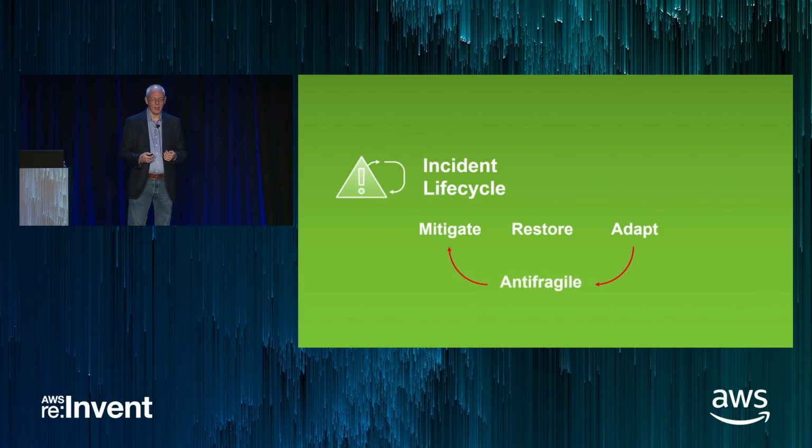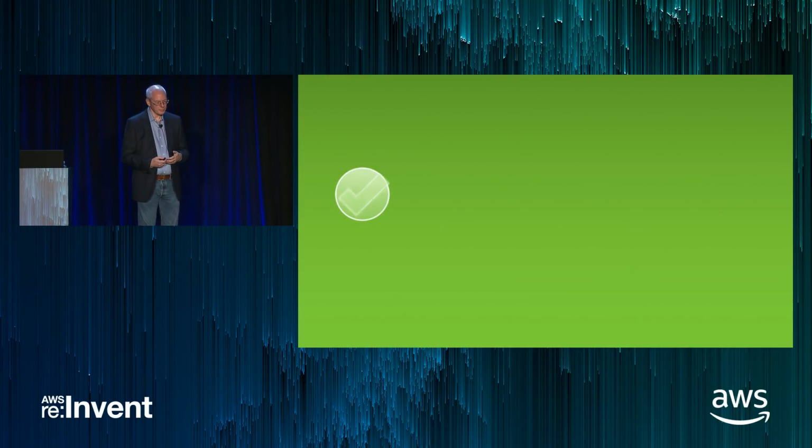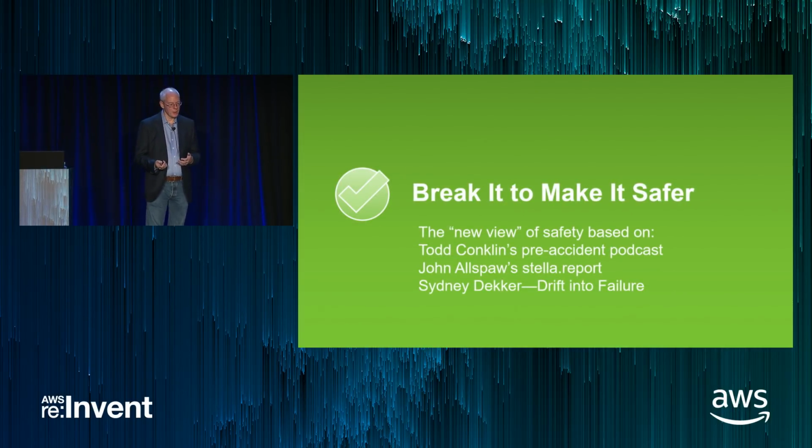And the loop back here is really an anti-fragile loop. There's a book by Nassim Taleb, Antifragile, many of you may have seen it, which is about how you exercise things in order to make them stronger, but not so much that you break them. What we're really trying to do here is break it to make it safer.